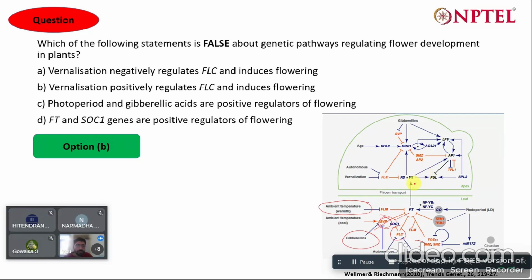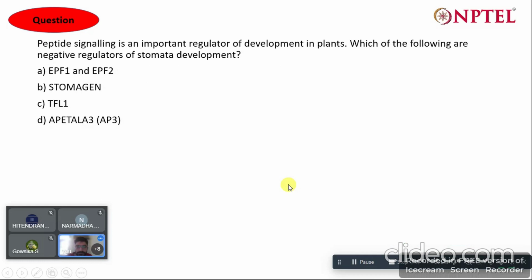Okay, so in this figure, the blue ones that are shown are for activation of flowering, and the orange or red ones that are shown are negative regulators of flowering. So everything that is displayed in orange or red is a negative regulator of flowering. Okay, so any more doubts in this question? If not, then we are moving to the next question.